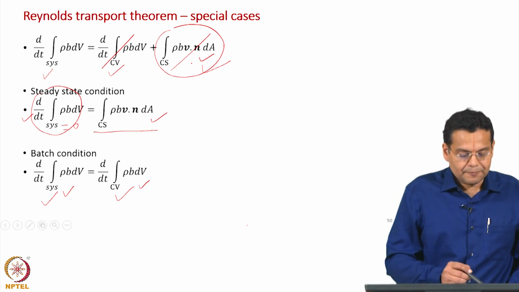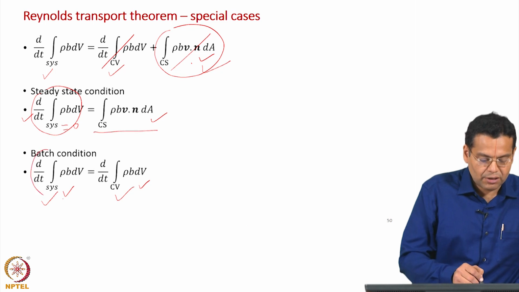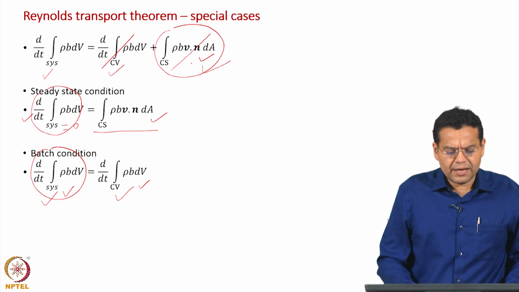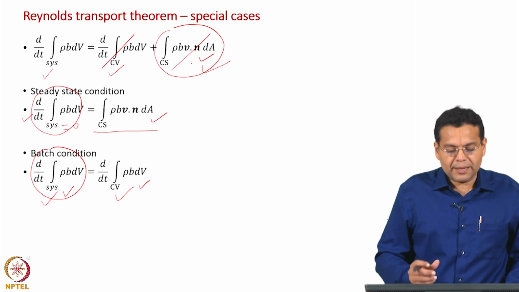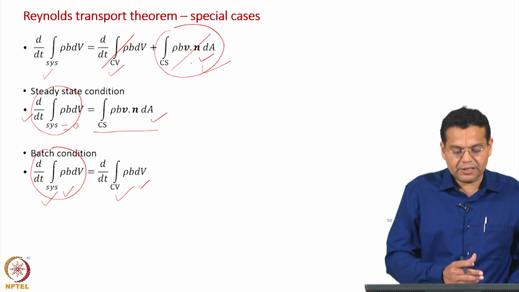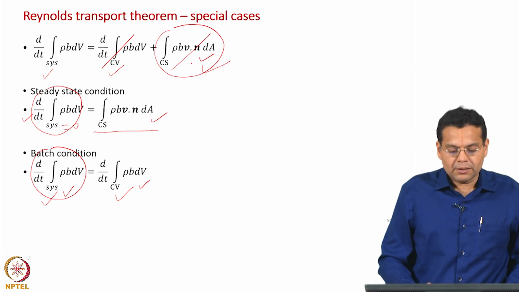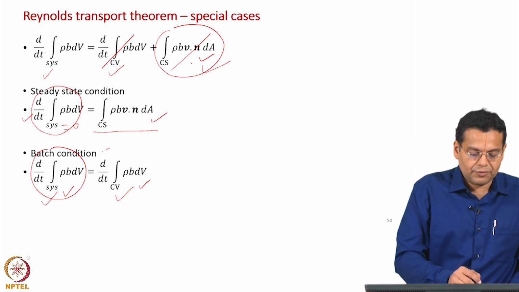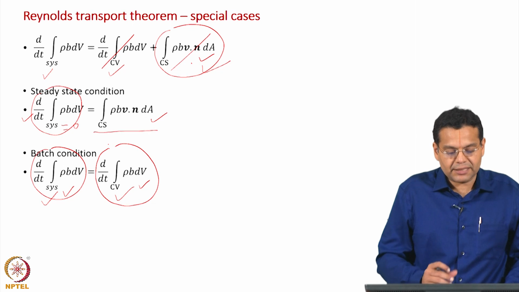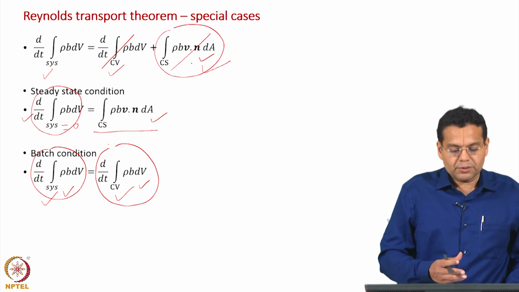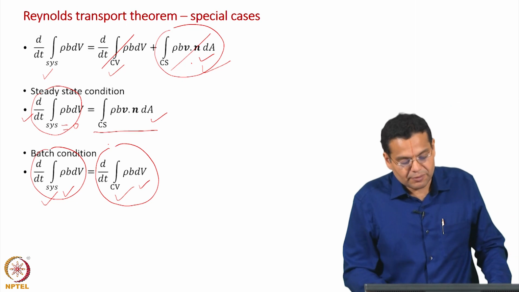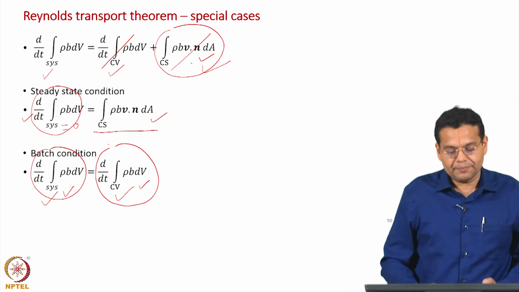Now, once again, whether the left hand side is 0 or not depends on the property for which we are applying. If we are applying for mass balance, the left hand side is 0, the rate of change of mass for the system is 0. So, the rate of change of property, in this case the rate of change of mass for the control volume, is also 0.